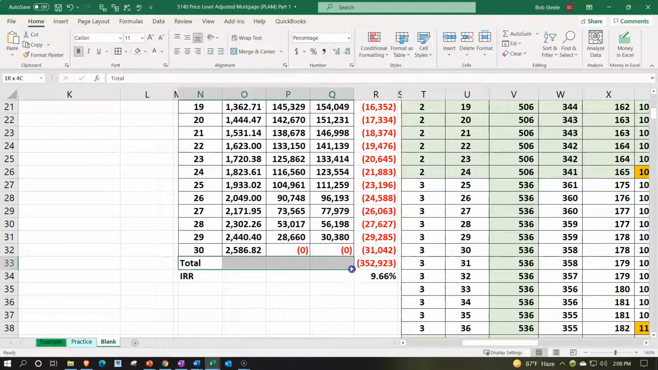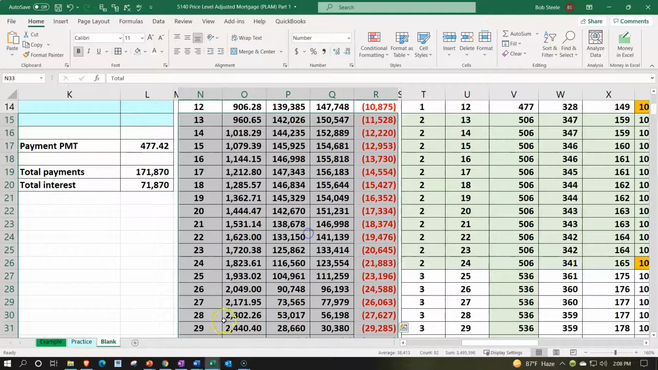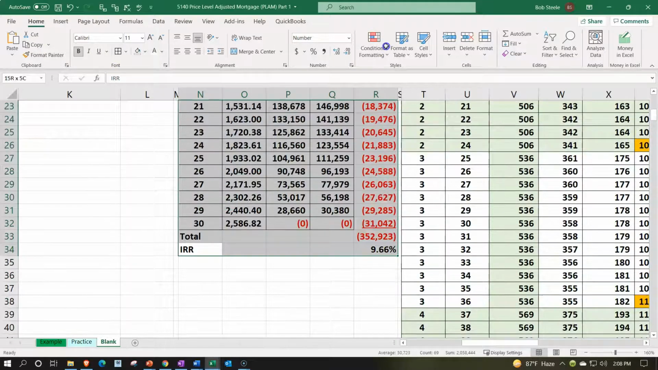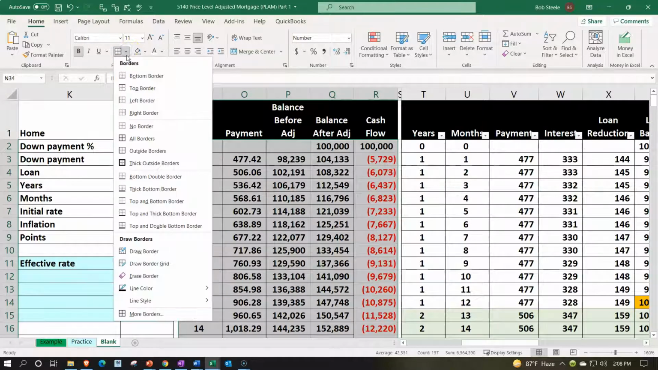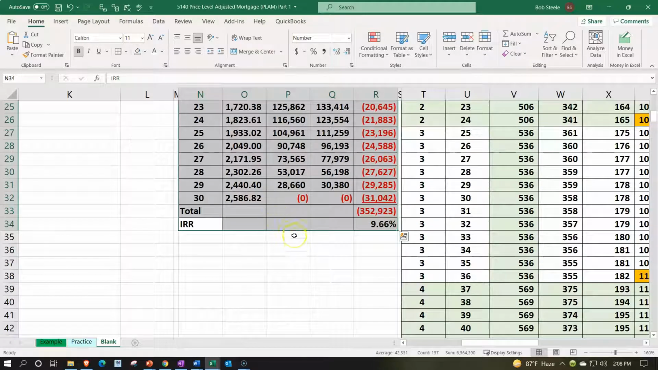So then I'm going to make this basically, let's do this whole thing. Let's put an underline here, and then let's put borders around this whole thing. So there we have that.